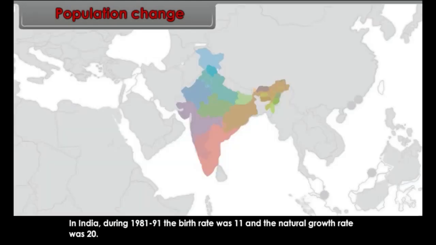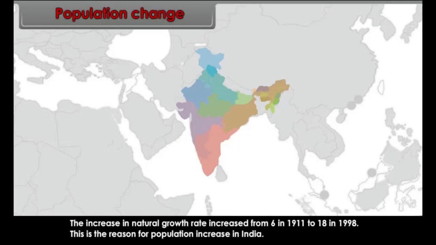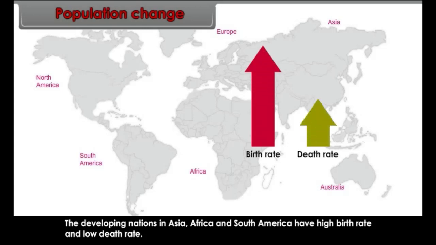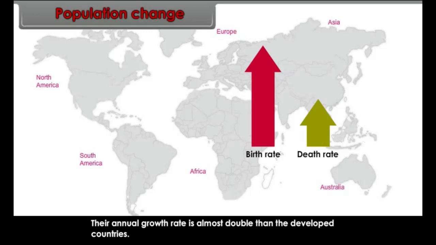In India, during 1981 to 1991, the birth rate was 11 and the natural growth rate was 20. The natural growth rate increased from 6 in 1911 to 18 in 1998. This is the reason for population increase in India. The developing nations in Asia, Africa and South America have high birth rate and low death rate. Their annual growth rate is almost double than the developed countries.